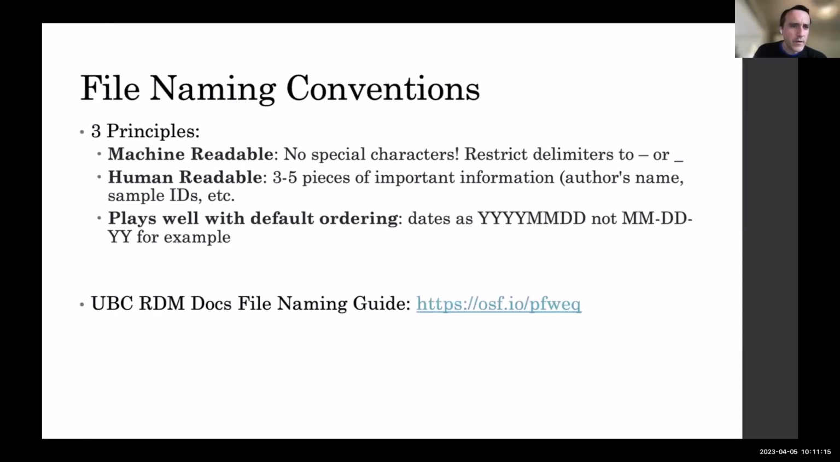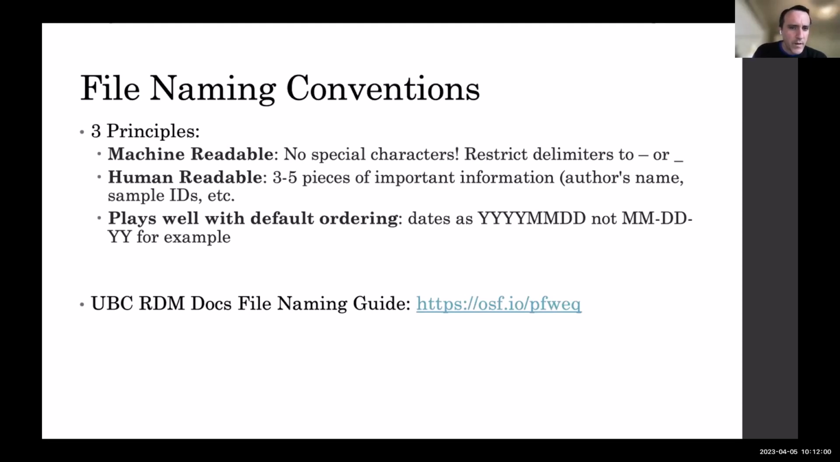So in terms of file naming conventions, there's 3 things to keep in mind. You want your files to be easy for computer systems to read, and this means limiting your use of special characters. If you need to separate text in your file names, try to use dashes or underscores as opposed to spaces. It will just save you trouble if you're moving your data between different computer systems. You also want to make it easy for humans to read. So this means that maybe 3 to 5 pieces of important information should make up your file name, because this is really the size of a human's working memory.